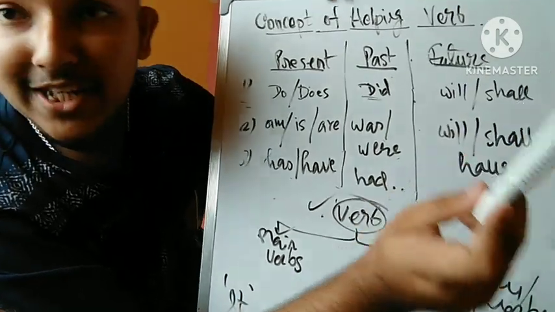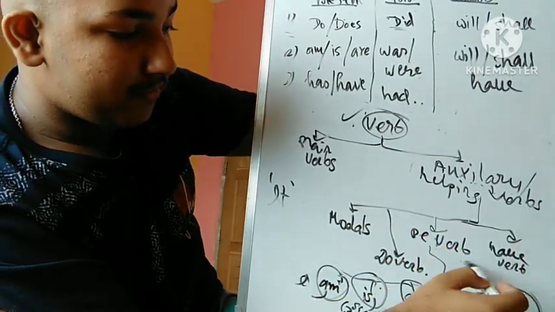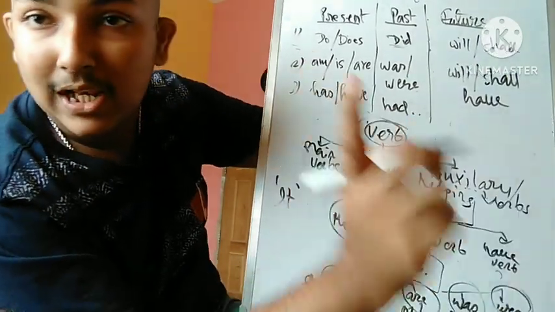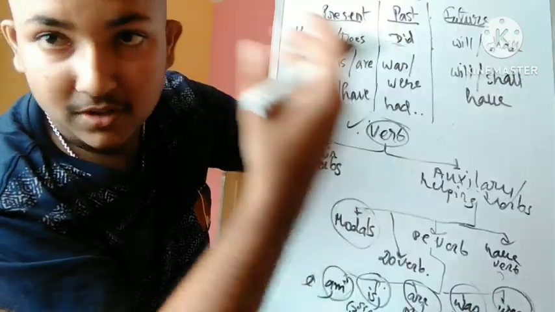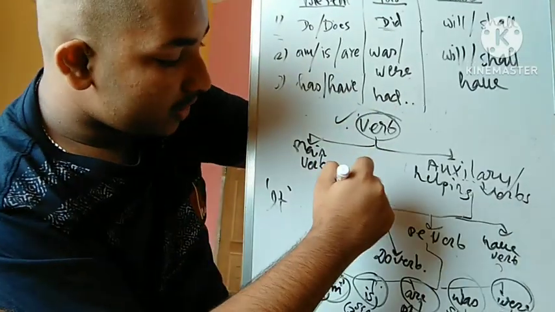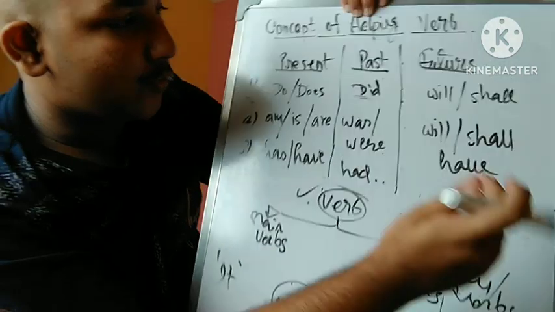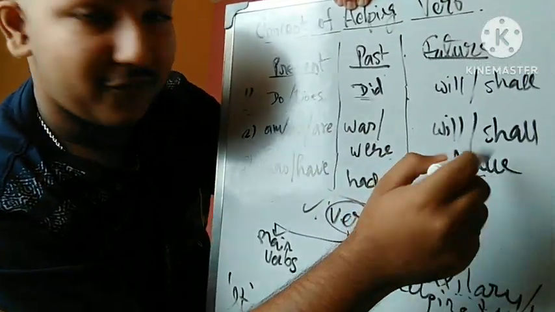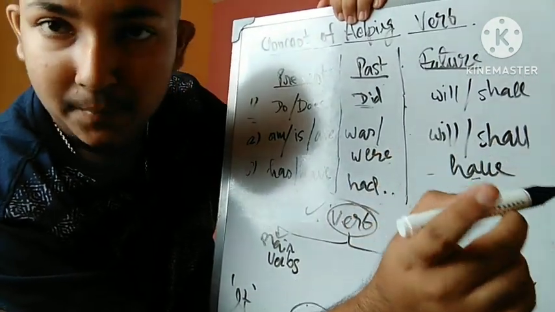Will, shall is a very important thing. Will, shall is not part of be verb or have verb, not do verb. It is a modal. Will, determination. Shall, determination or suggestion. Shall can be used as modal. So modal can also be used as helping verb. And will, shall, have is used for future perfect. Okay, pretty clear to you?